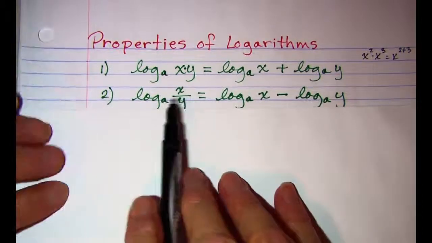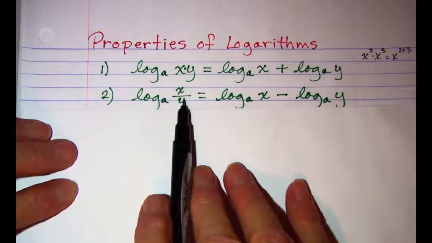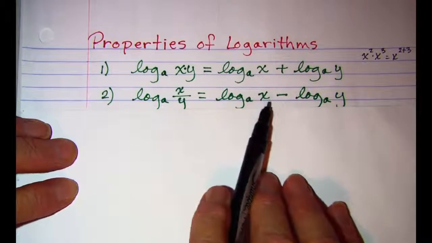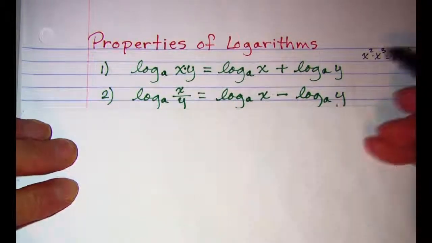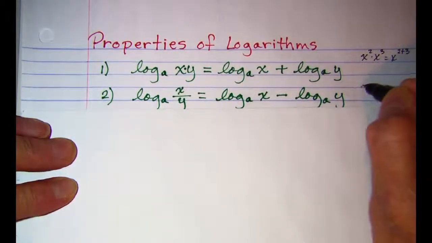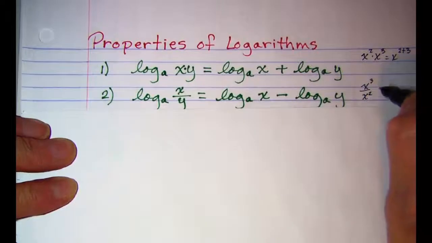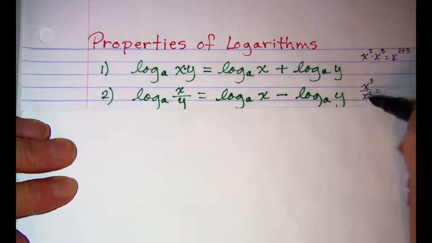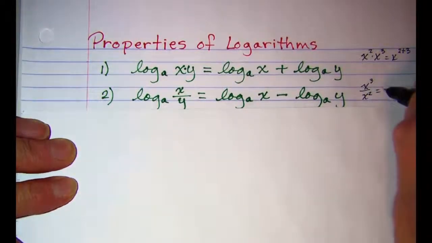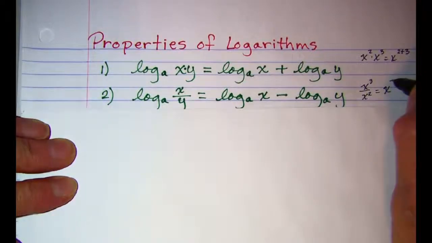The second property is the log of a quotient is equal to the difference of the logs. And again, if you can remember x to the third divided by x squared, the rule for performing this operation is to subtract those exponents.